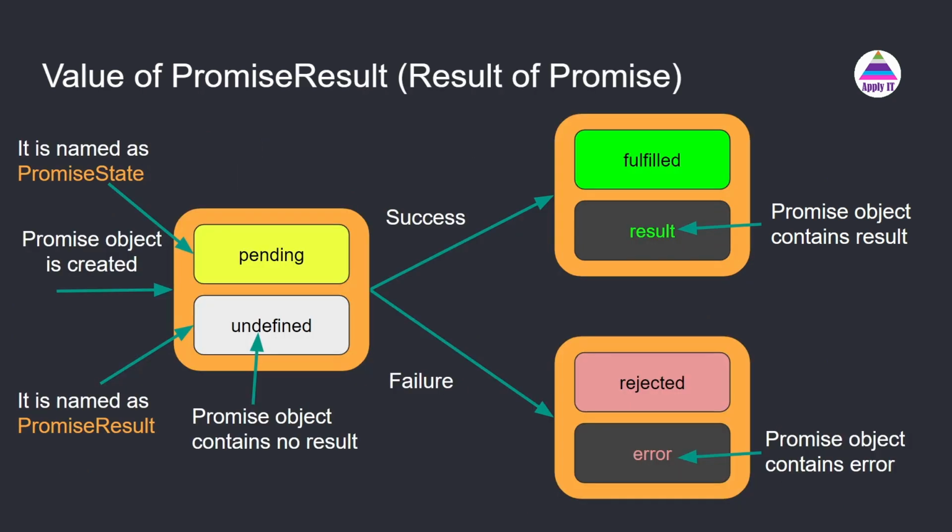Now let's understand how the value of promise result changes. As we understood earlier, when we create a promise object, the initial state will be pending and the promise result data member will have no data. If the promise is successful, that is, the API call is successful, the state of the promise object will change to fulfilled, and whatever was the result of the API call will be placed in the promise result data member. If the API call was not successful, the state of the promise object will be rejected, and whatever was the result of the API call, say an error, that error information will be placed in this promise result data member of the promise object.